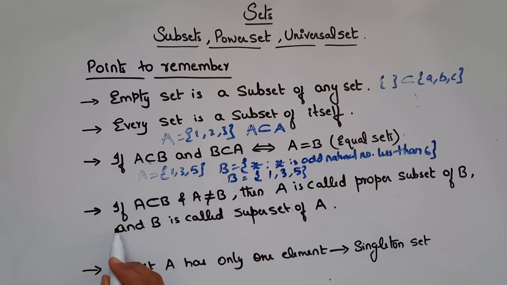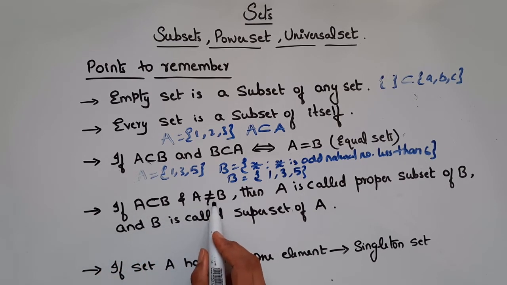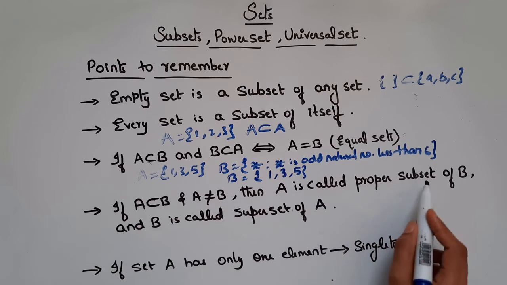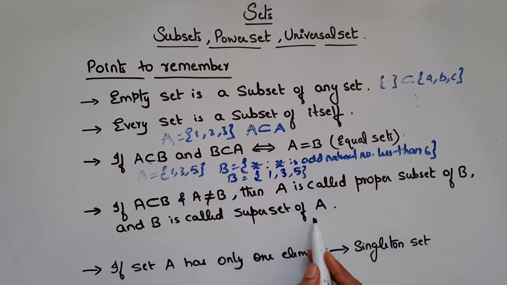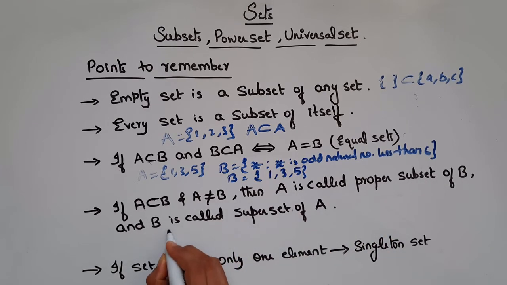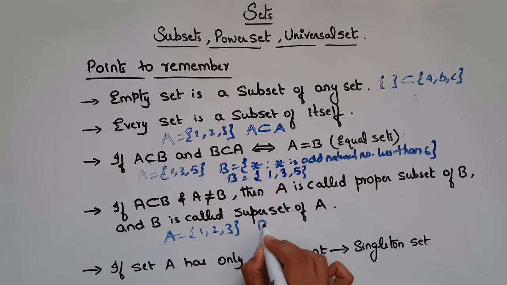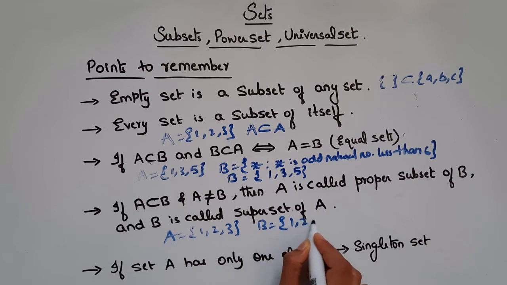Now let's move on to the next one. Here we have, if A is a subset of B and A is not equal to B, then A is called a proper subset of B and B is called a superset of A. Say for example we have set A whose elements are 1, 2, 3 and we have set B whose elements are 1, 2, 3, 4.